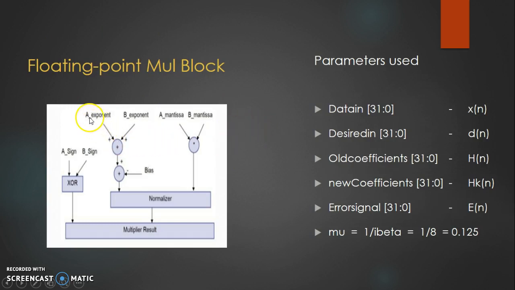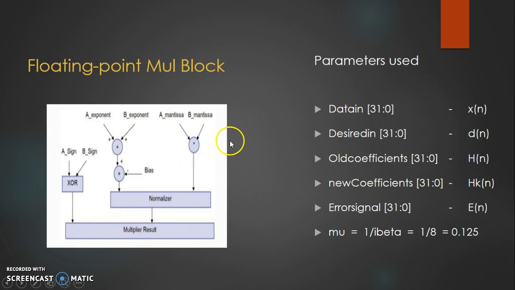So in this block, when we get two input signals, it checks for the difference in the exponent signal, and then it normalizes the decimal point such that we can multiply both the signals, and XOR is used to judge the resultant sign of the result.